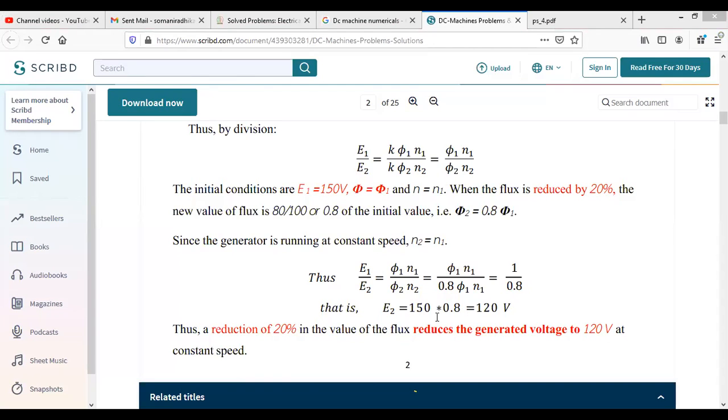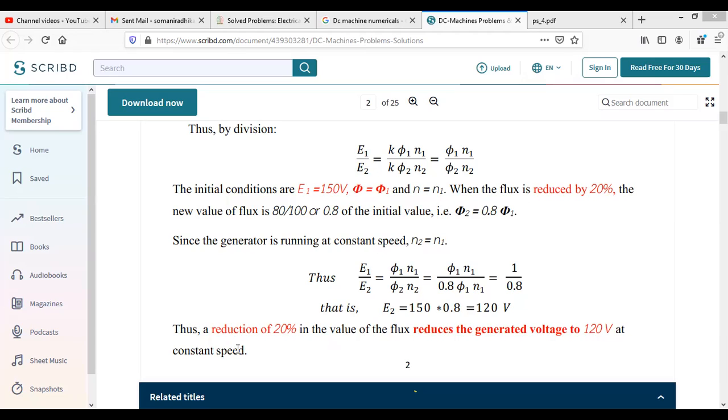Okay. So here when you put all these values of E1 and 0.8, you will get the changed generated EMF. That will be 120 volt. First the given voltage is 150, but it reduces because we are saying there is a reduction in the value of flux, and as the value of flux changes, it reduces the generated voltage. So from 150 we get less, 120 volt, and here we are taking the speed as constant.